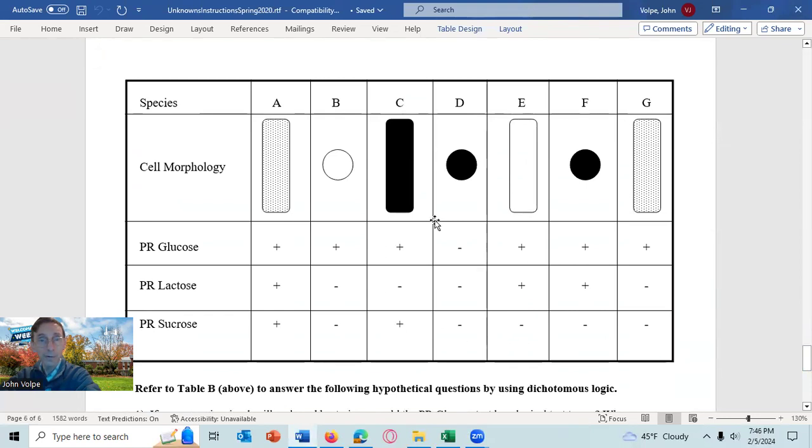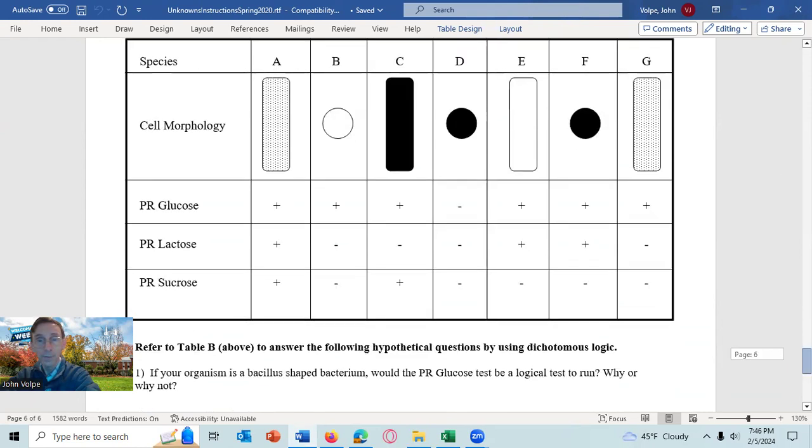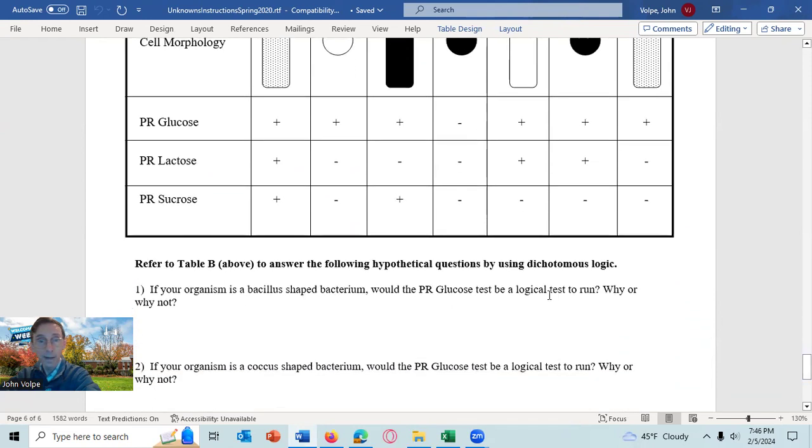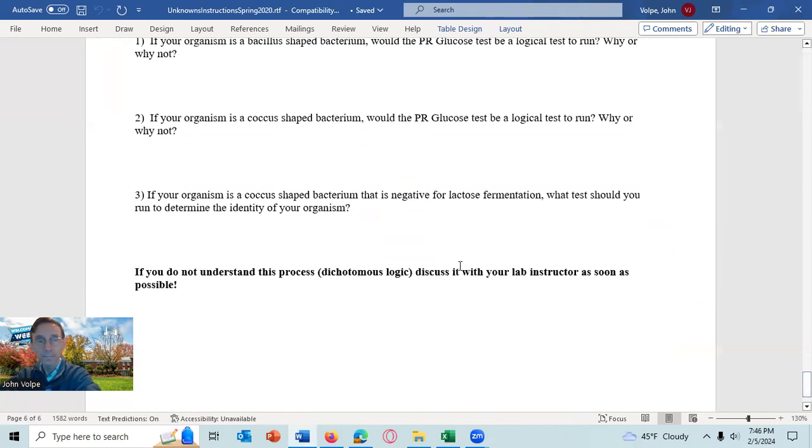Lastly, this is going through an example of dichotomous logic. If you have trouble understanding dichotomous logic, you can read through this and refer to the questions. You do not need to submit the answers to these questions. This is not part of the project. It is just information on the project.